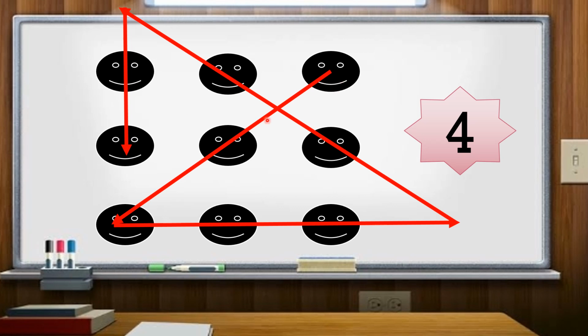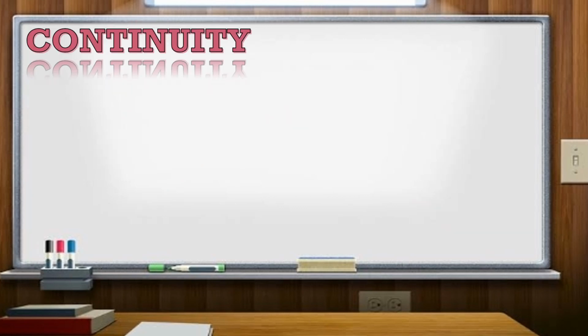So overall, we have 1, 2, 3, 4 lines connecting your 9 smiley faces. And that is the concept of continuity. So without lifting your pen, okay, so gagawa tayo ng isang line, which is tuloy-tuloy without lifting your marker or your pen. And that is continuity. What then is continuity?